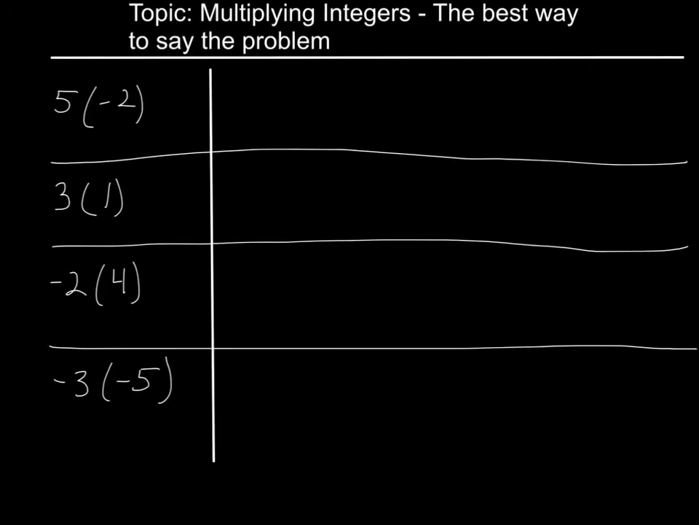Alright, so now I was asked to do some multiplication problems with integers. So the first thing I'm going to do is write down how it's best to say each one of these problems. When I look at this first problem, the best way to say this is 5 groups of 2 negatives, versus saying 5 groups of -2. When we say 5 groups of 2 negatives, that makes me think of the tiles because they're negative tiles. So it'd be 5 groups of 2 negative tiles if we complete that sentence. So that's the best way to say it.